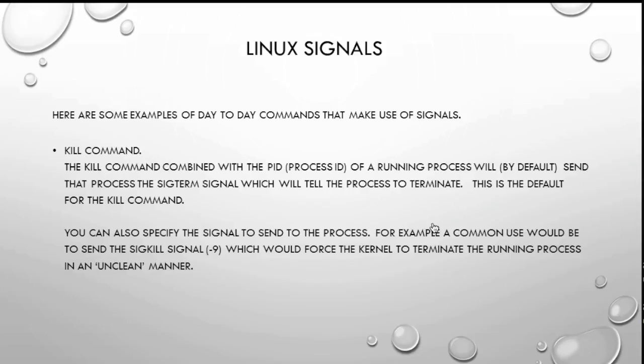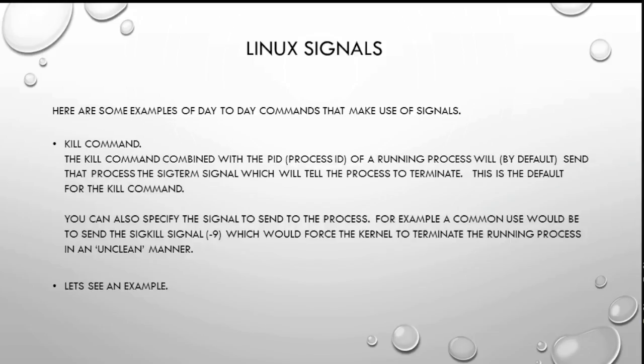Some examples of day-to-day commands that make use of signals. The kill command. The kill command combined with the PID, the process ID of a running process, will by default send that process the SIGTERM signal, which will tell that process to terminate. This is the default for the kill command. You can also specify the signal to send to the process. For example, a common use would be to send the SIGKILL signal, which would force the kernel to terminate the running process in an unclean manner.